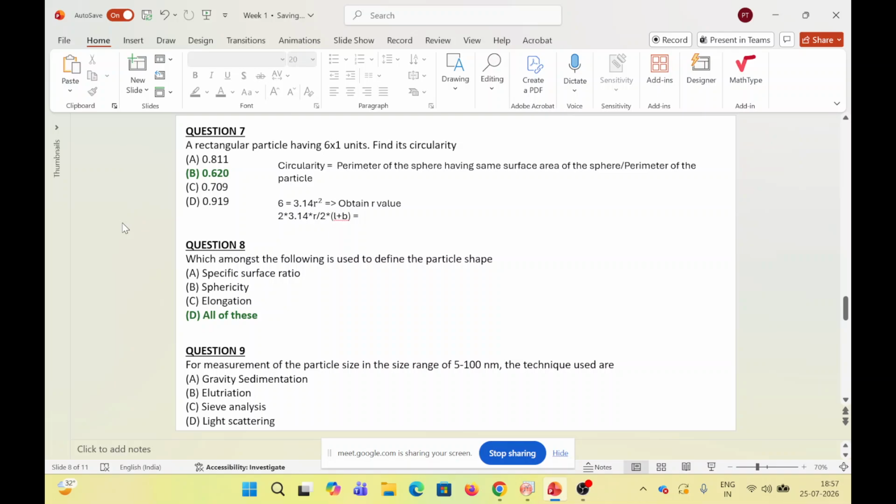So shall we move to question 9? Yes, sir. Okay, so for measurement of the particle size in the range of 5 to 100 nanometers, which of the following techniques are used? As I said, for handling of the particles, you need to separate them, and depending upon the size of the particles, the separation techniques will be different. So now the size range is 5 to 100 nanometers. What will be the technique? Is it gravity sedimentation, sieve analysis, light scattering, or elutriation?